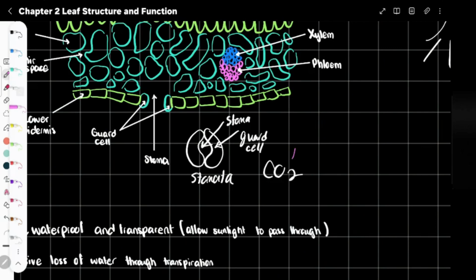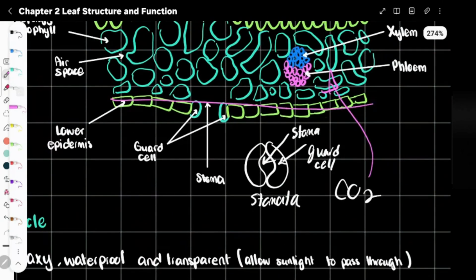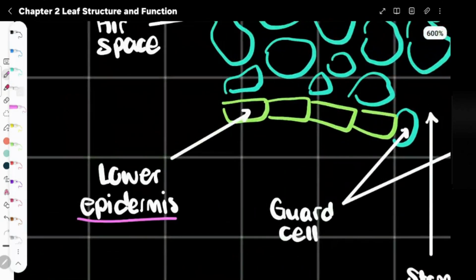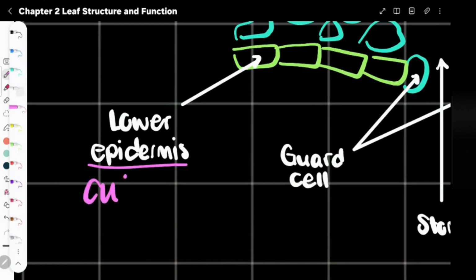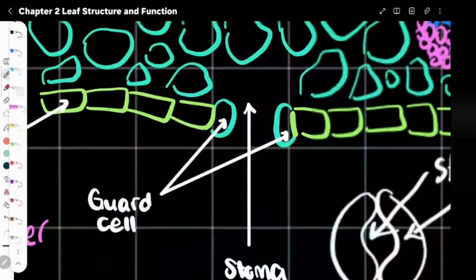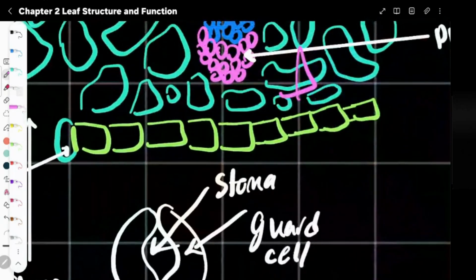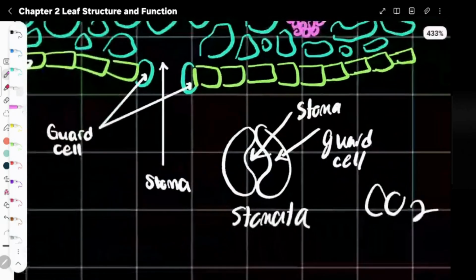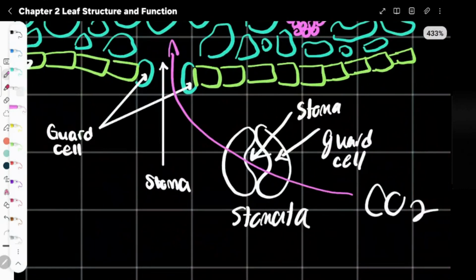But it also cannot enter this part here. See this green color thing? It is actually the lower epidermis. In case you forgot, epidermis is the outer layer of the plant cell. So it also cannot enter this part here. That's why it can only enter through the opening here, which is the stoma.